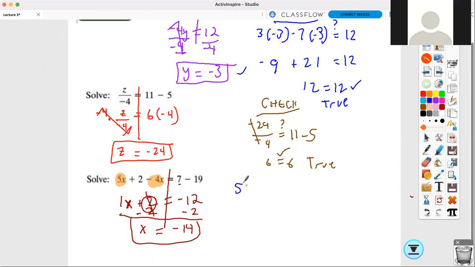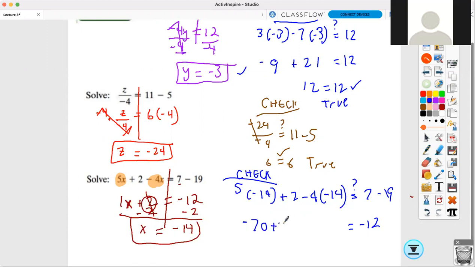So then you would check that answer out. So it would be 5 times (-14) plus 2 minus 4 times (-14) equals question mark 7 minus 19, which is negative 12. And then simplify the left side. So 5 times negative 14, that's negative 70, plus 2. Negative 4 times negative 14 is positive 56. Add and subtract from left to right. That's negative 68 plus 56 is negative 12, equals negative 12, which is true.